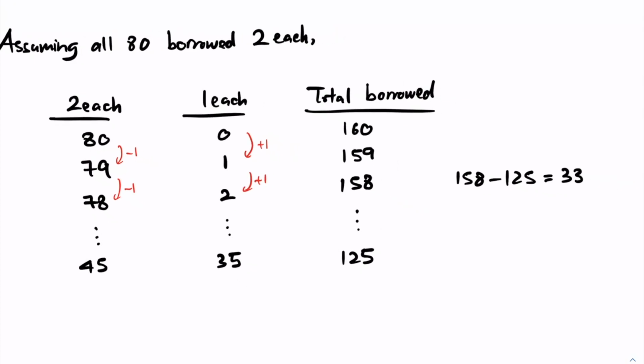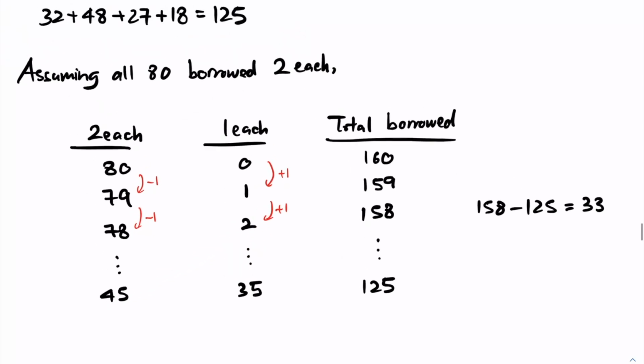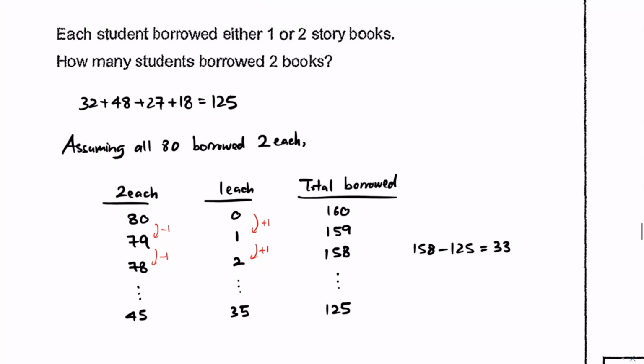I want eventually the number of total books borrowed to be 125. So how many steps of 1 do I need to take? That's a total of 33 steps. So minus 33, that's 45 right here, and we're going to add 33 here. That's 35. The question wants us to find out how many students borrowed 2 books. The answer, therefore, is 45.